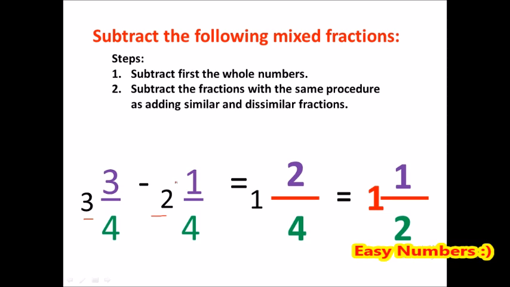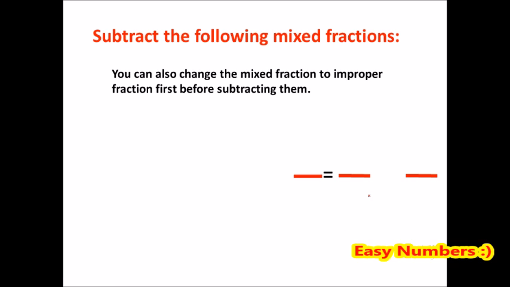That is by dividing by 2 over 2. So you're going to have 1, and 4 divided by 2 is 2. So you have 1 and 1/2 as the final answer. You can also change the mixed fraction to an improper fraction first before subtracting them. So let us have our example a while ago, which is 3 and 3/4 minus 2 and 1/4.